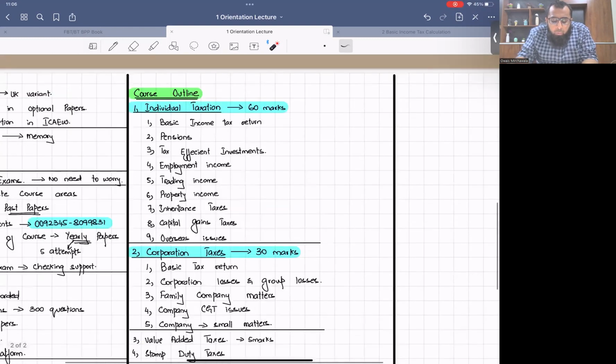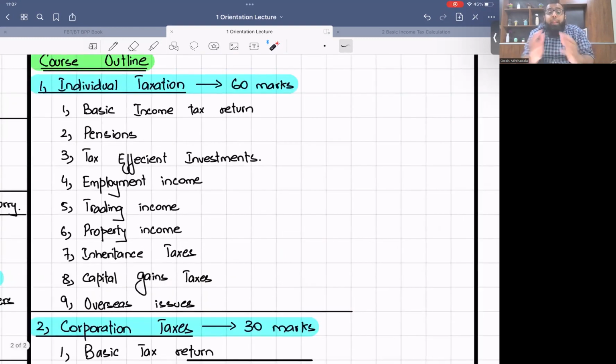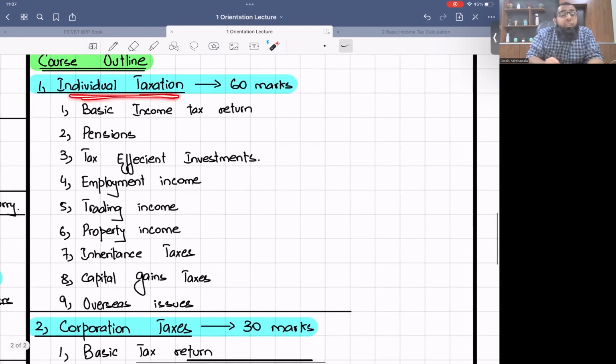Okay, now when we talk about the course outline of the advanced taxation course, it is divided into 2 major portions. One is individual taxation and the other part is the taxation of companies. These are the 2 major areas. When we talk about the taxation of individuals, we need to look at the basic income tax return, that is, how we make the basic income tax return of individuals. Pensions. Now, what is a pension? If someone invests in pension funds, the tax reliefs which HMRC allows. Okay, so in individual taxation, we will be discussing how the basic income tax return is made.